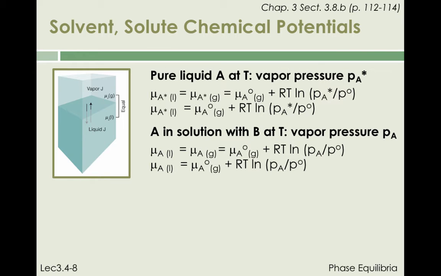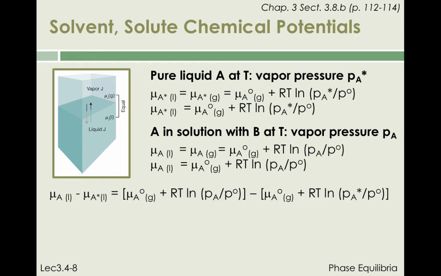Using the above expressions for mu A and mu A star for the liquid, we express mu A liquid minus mu A star liquid as mu A standard for the vapor plus RT log of PA over P standard, minus mu A standard for the vapor plus RT times the natural logarithm of PA star over P standard. This expression can be rewritten as mu A for the liquid minus mu A star for the liquid equal to RT times the natural logarithm of PA over PA star. This is so because the terms mu A standard for the vapor in both terms cancel out. Similarly, the term RT log 1 over P standard in both terms also cancels out.